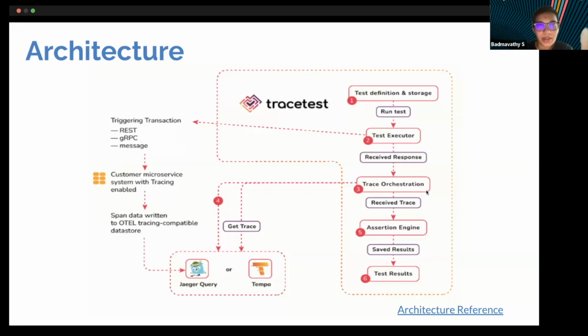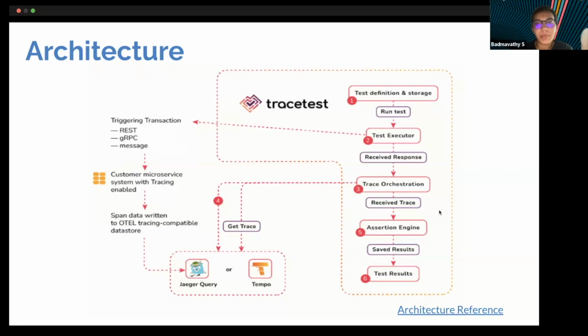So if we want to see the architecture, basically this tool will trigger the API transactions first, and this triggering makes the application code run, and it will generate the telemetry information and write to the data store. Once it writes to the data store, our tool will be fetching those traces. We'll do the orchestration, we'll get the trace, and then we will assert on the traces.